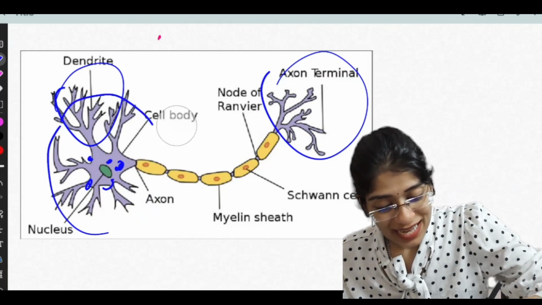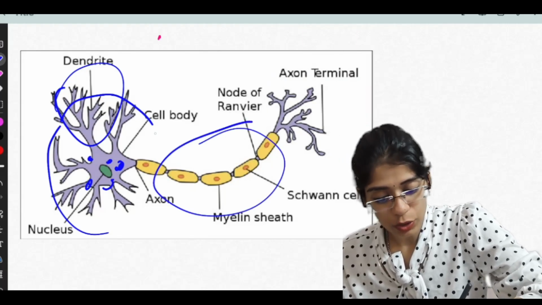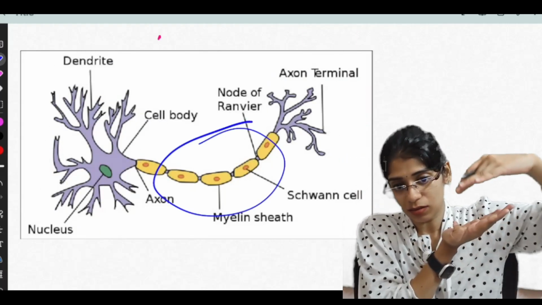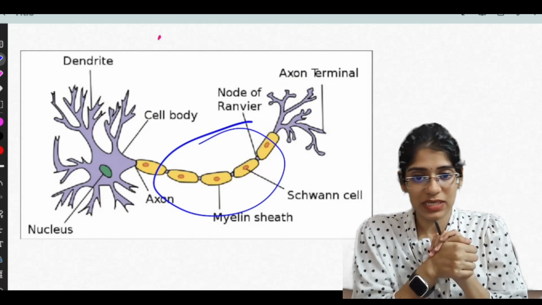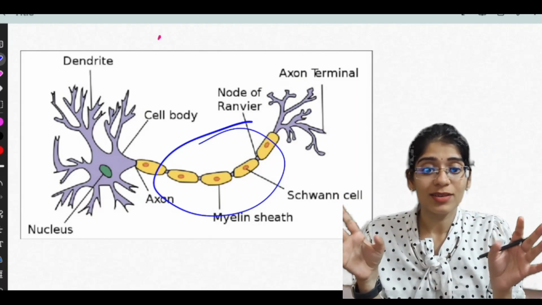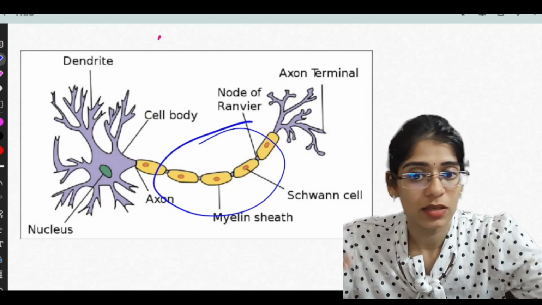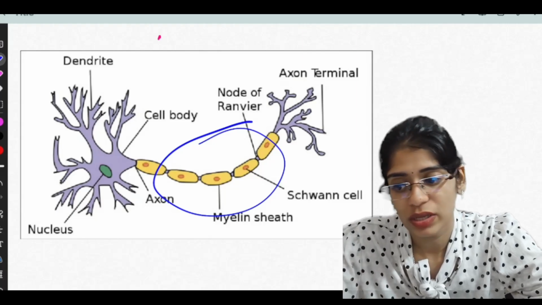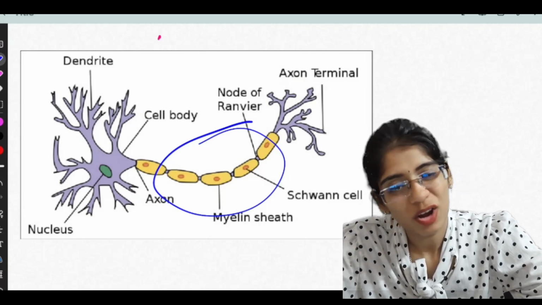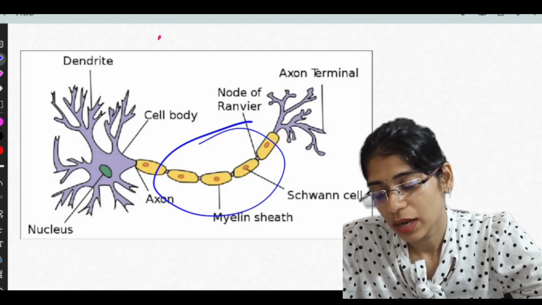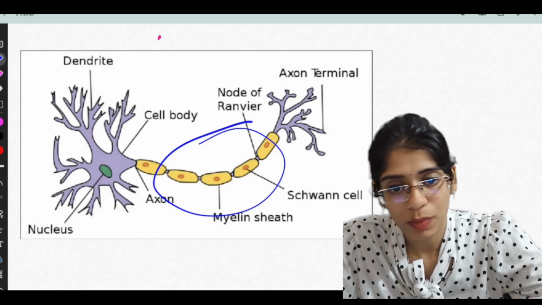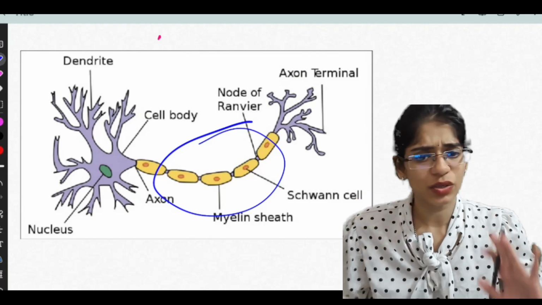Now when the axons of different neurons are placed together at different sites, they look white in color, so those sites are white matter. Simple, no? Now, obviously all of these parts that I mentioned have their own functions. We'll talk about it in physiology. If we talk about it now, it's going to consume our time. Let's just stick to anatomy.